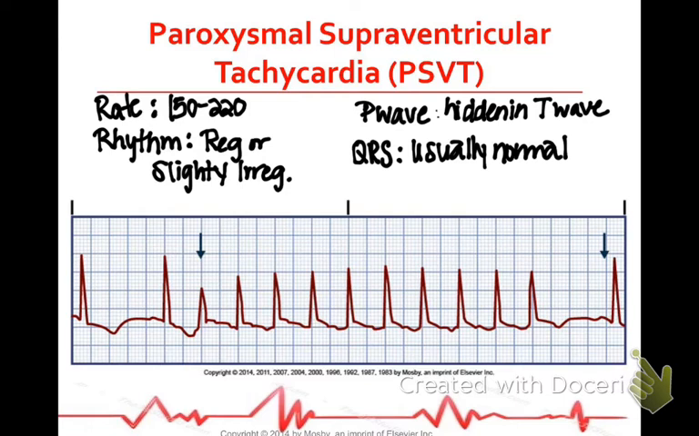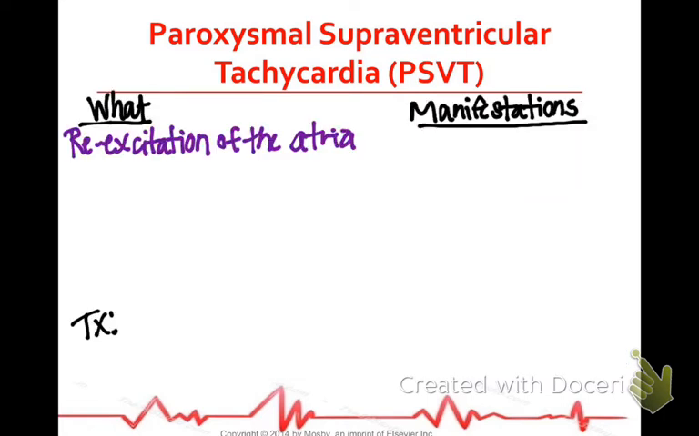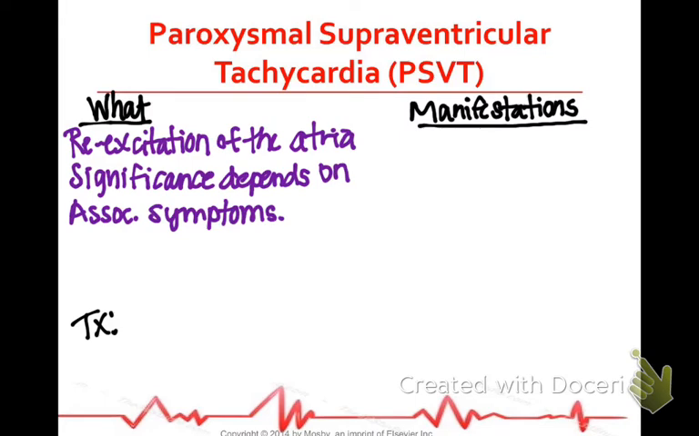A lot of people get confused with this because it's supraventricular, but you want to think supra means above the ventricles. So this rhythm is above the ventricles. It's just a disoriented rhythm above the ventricles. It's back to the abnormal conduction. So it's re-excitation, so the atria is getting excited, or you're getting another ectopic beat in there. So you're getting extra beats, right? Significance depends on the associated symptoms. How is the patient feeling?